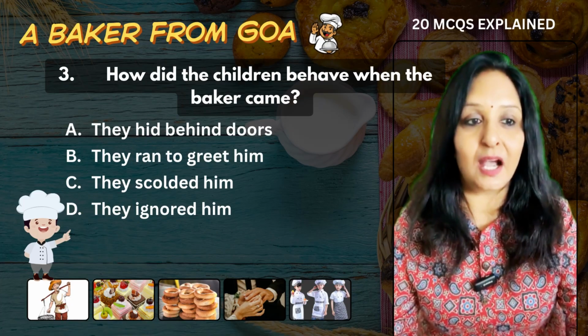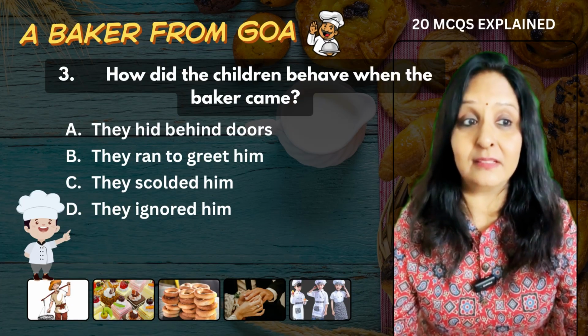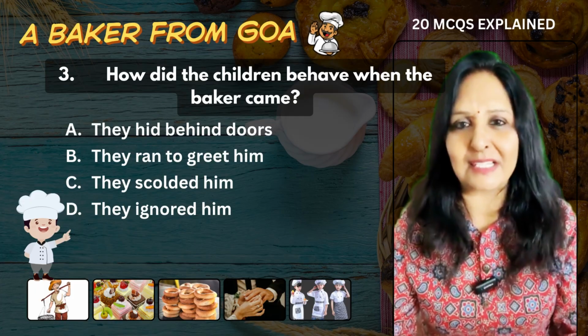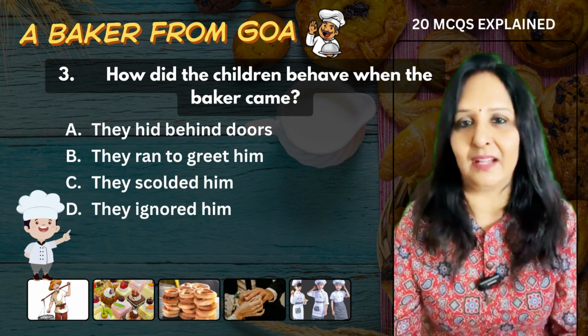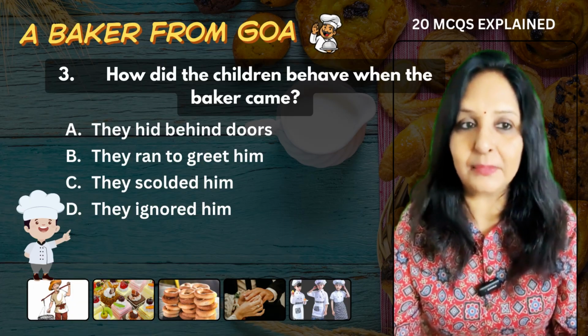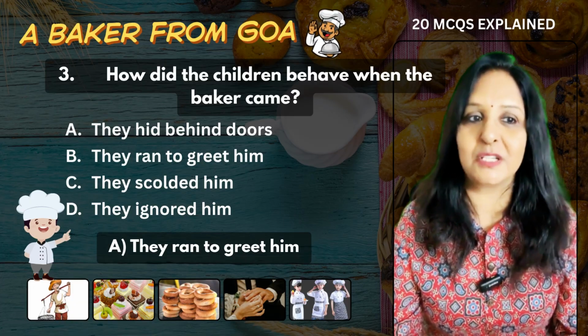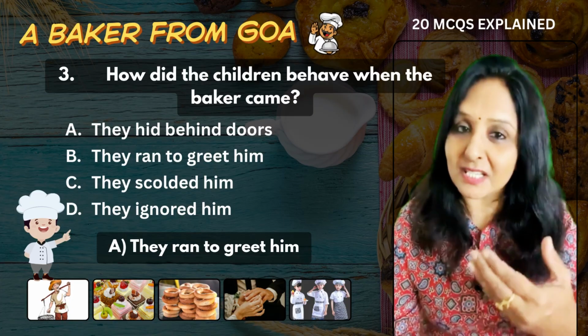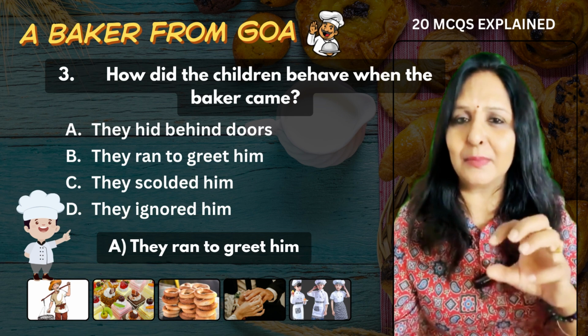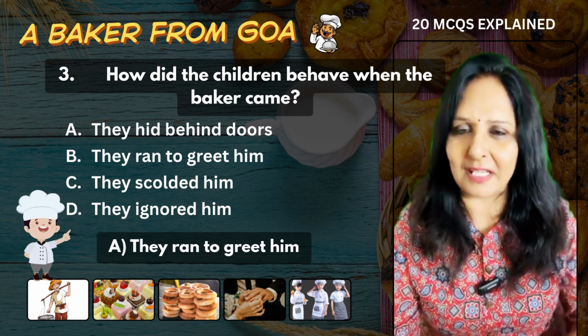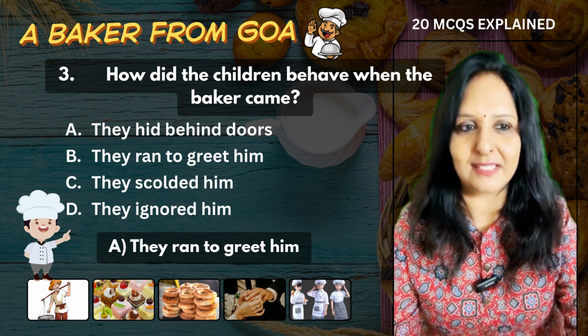Now, question number 3, how did the children behave when the baker came? So, obviously, the baker was a very good friend of the children. We learned that when we read the chapter. So, the answer is option B, they ran to greet him. Just like how you don't greet the Swiggy or Zomato guy, but at least you take the delivery. So, remember that for easy reference.